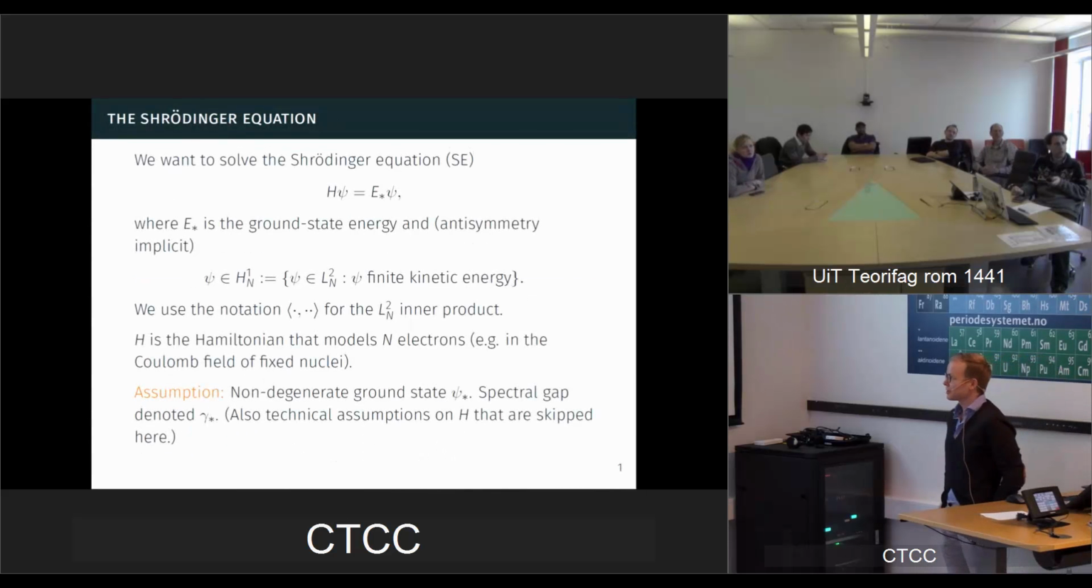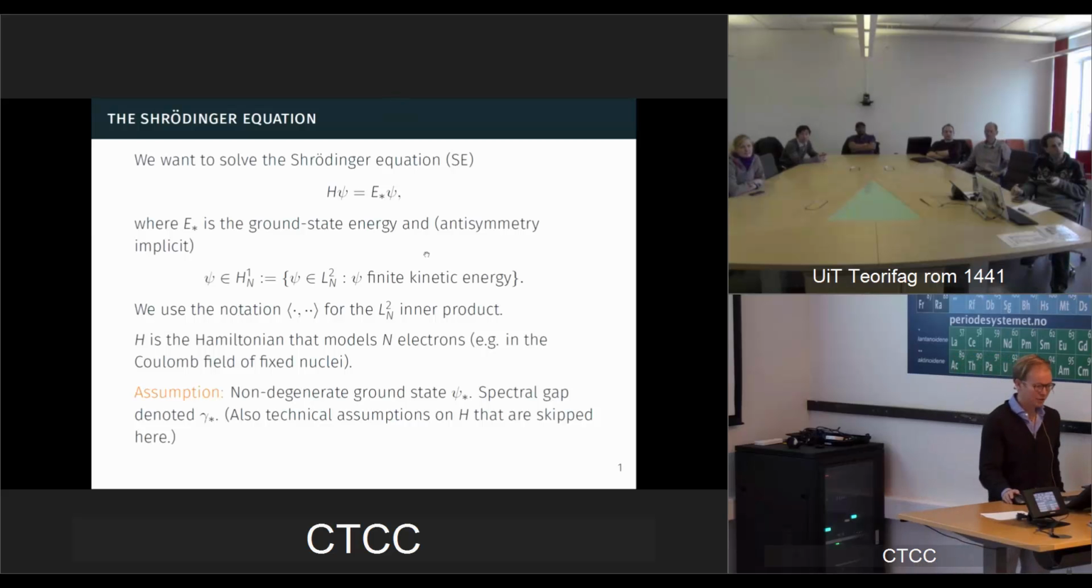So what we're interested in here is that we want to solve the Schrödinger equation, of course. And what we do here is that we restrict to wave functions that are L2, but also have finite kinetic energy. So this is the Sobolev space of wave functions, and here it is denoted H1, with the subscript n to indicate that it's n electrons that we're interested in here.